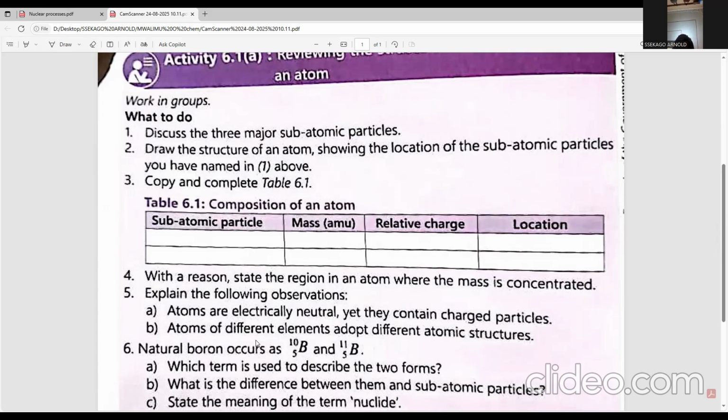So that is the activity. Very easy. As I have told you, it is very easy because these things have been taught in senior 2. I have also recapped some of them in the first presentation on nuclear processes, which I have made. For further inquiries, feel free to contact me via my contacts, which you all have.